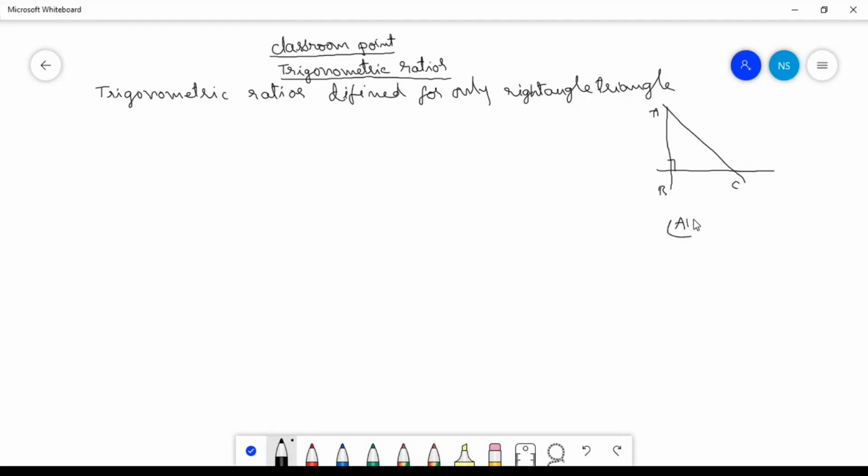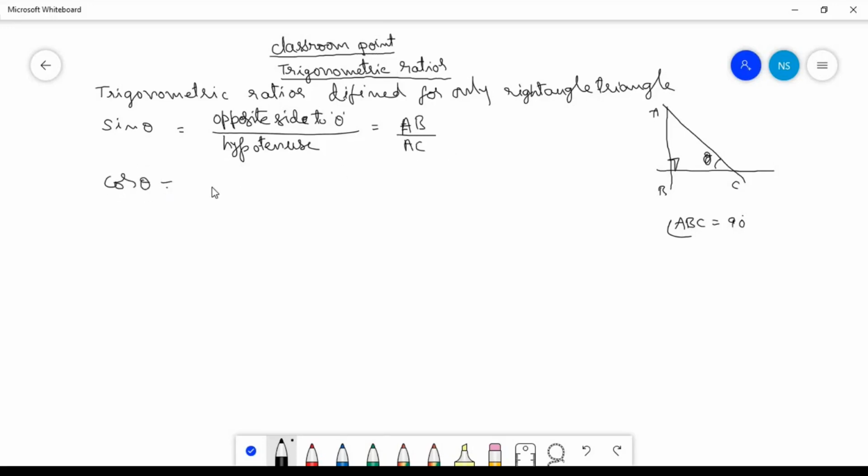Angle ABC is equal to 90 degrees. Sin theta is equal to opposite side to theta by hypotenuse. This is theta. Opposite side to theta is AB. Hypotenuse is the side opposite to right angle. It is AC.